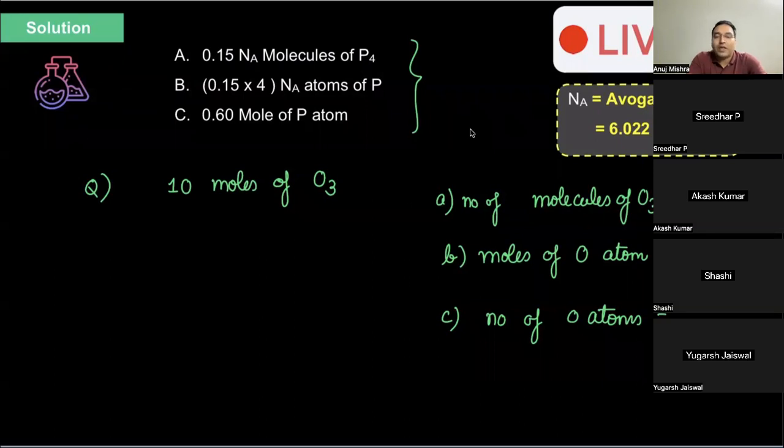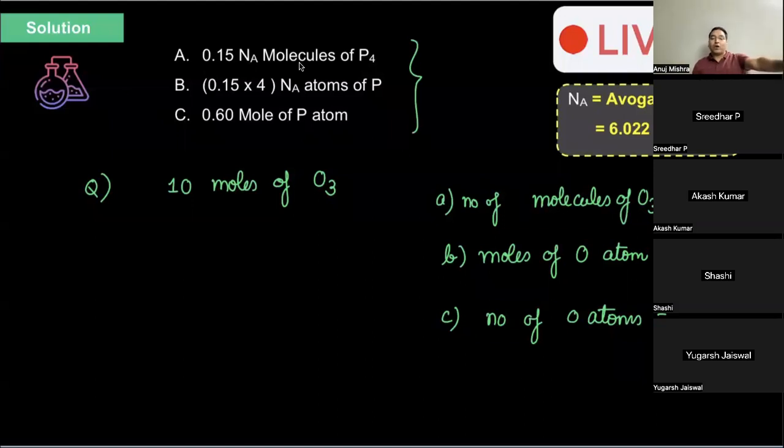10 moles of O3. Now decide, O3 is an atom, molecule or ion? It's A, M or I? O3 is a molecule, okay. Many of you are answering. Very good. Wonderful.